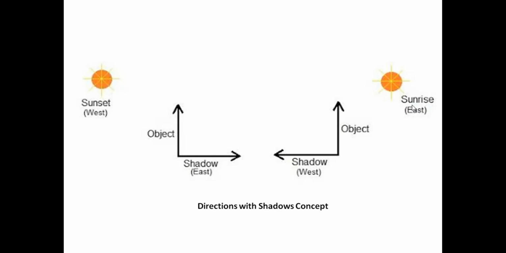Next concept is shadows. So considering this board, this is north, this is south, this is east, and it is west. So in the morning, sun is on the east side. If object is here, its shadow will be on the west direction.